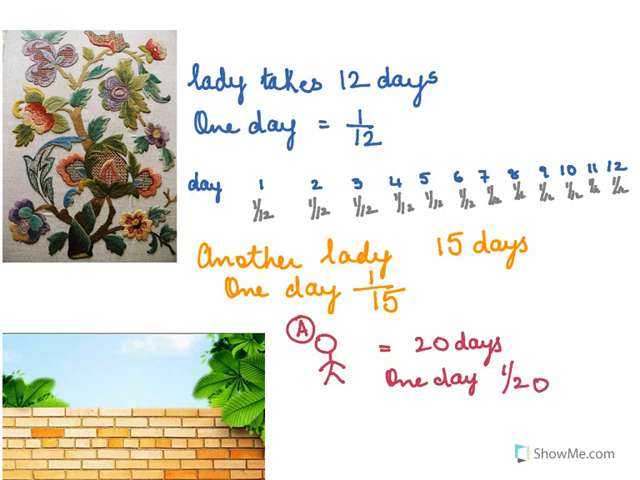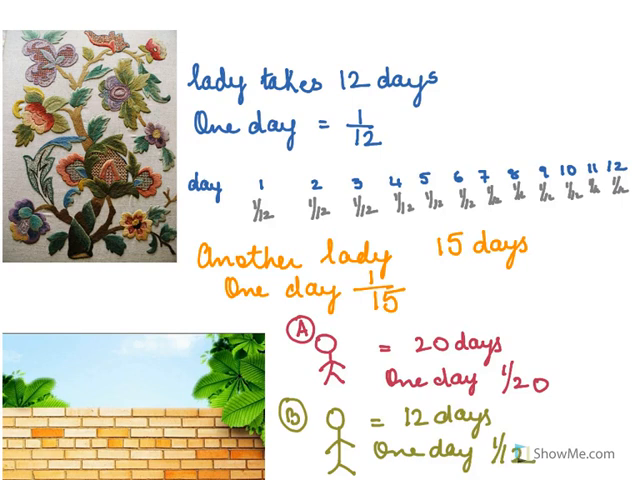1 by 20. And if I have another man, say B, who works a little faster, and maybe he would take 12 days to finish this work. That means in one day, he would do 1 by 12.